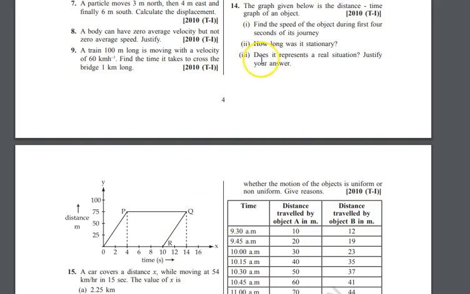Third question: does it represent a real situation? See, the object traveled from 0 seconds, and within 4 seconds it reached 75 meters. Then it stopped up to the 14th second. Is there any possibility the time can decrease from 14 to 10? No, time will not decrease.